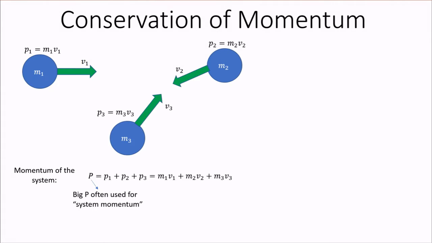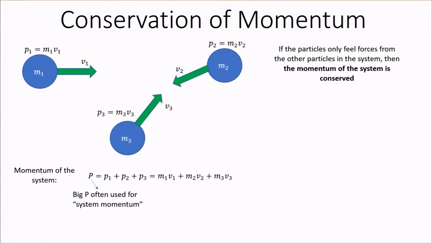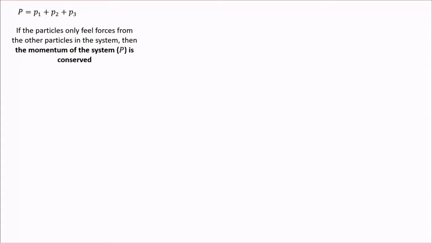Now, there is a very important rule about momentum that makes all of this useful to learn. If these particles only exert forces on each other and don't interact with anything outside of the system, then the momentum of the system is conserved. What does this mean? It means the following.